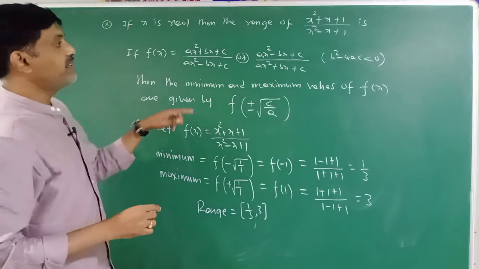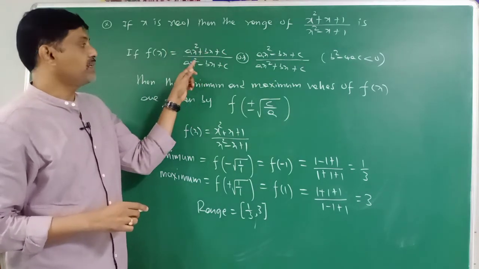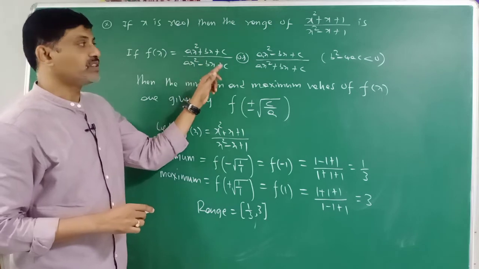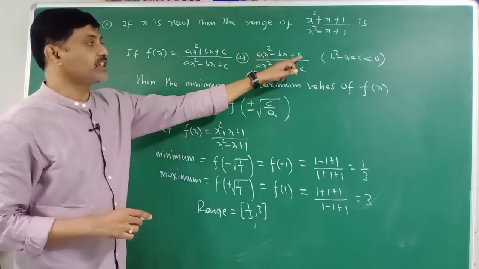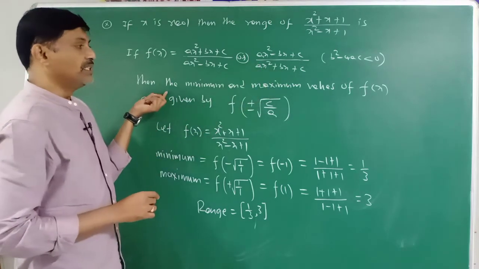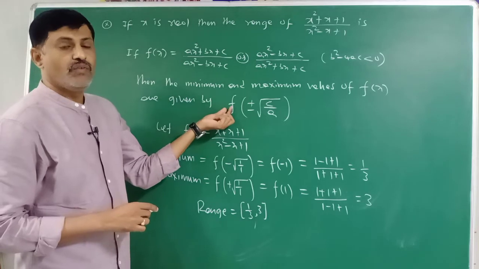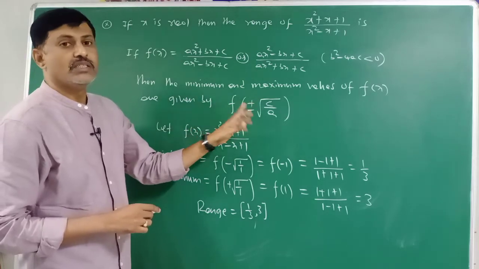Whenever our question is in the form (ax² + bx + c)/(ax² − bx + c), or (ax² − bx + c)/(ax² + bx + c), the minimum and maximum values of f(x) are f(±√(c/a)).